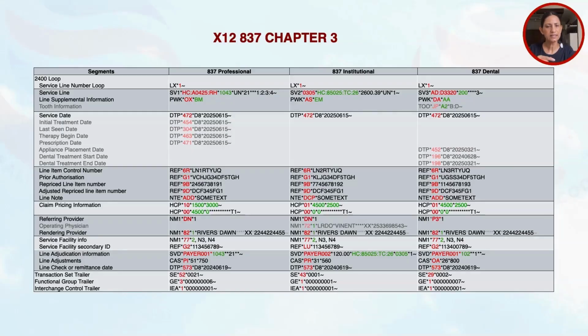Next, let's discuss the institutional service line represented by SV2. SV201 carries the value for revenue code. Revenue code is utilized in 837 institutional claims because that's where mostly admissions happen. Revenue code identifies the specific service or department a patient received care in, such as room and board or laboratory services. Revenue codes are often used in conjunction with CPT and HCPCS codes to provide a complete picture of the patient's treatment.